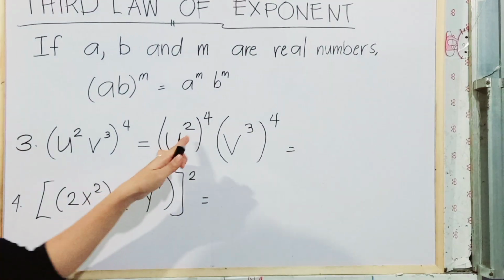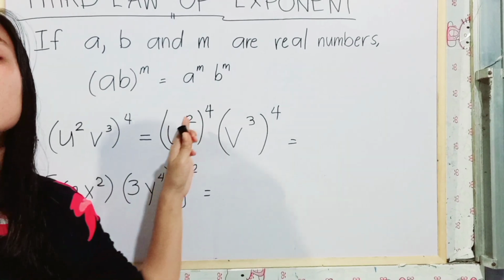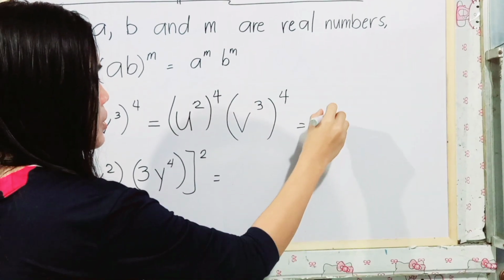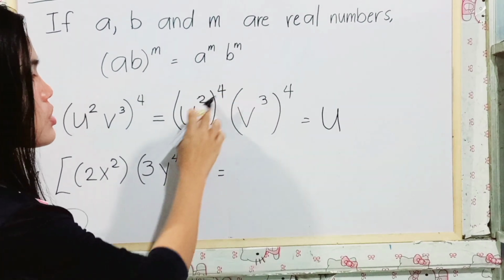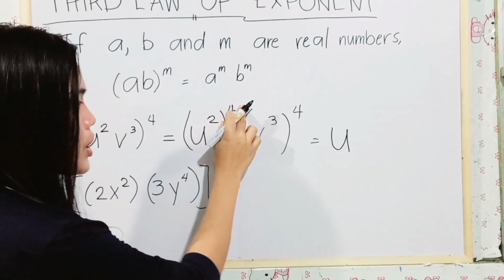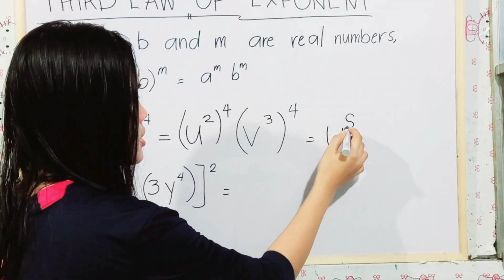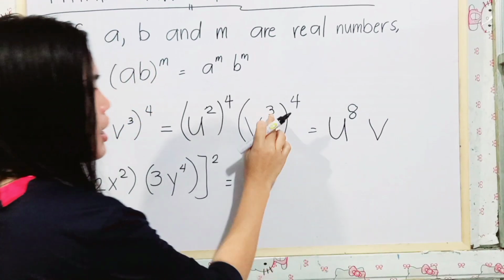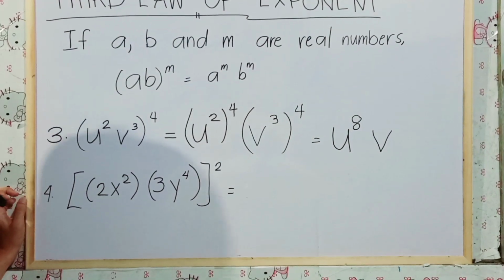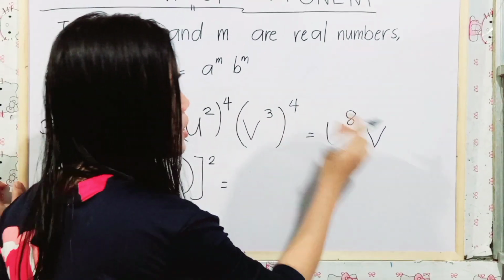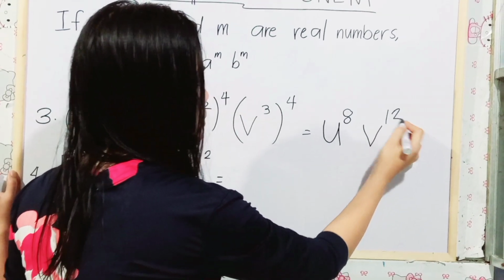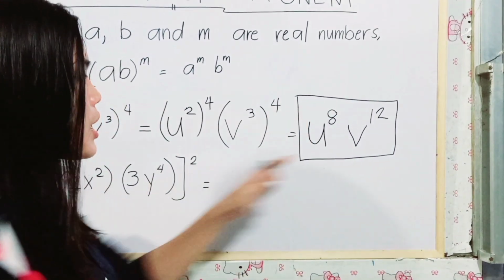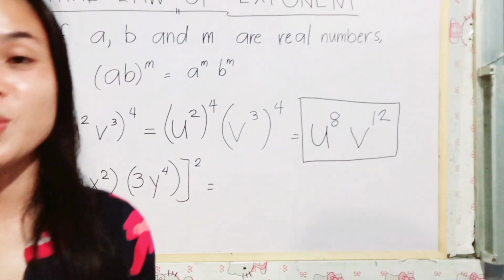Here, we are going to multiply. Copy u and then multiply the exponents: 2 times 4 is 8. And then copy v and multiply 3 times 4, the answer is 12. So our final answer is u raised to the power of 8 and v raised to the power of 12.